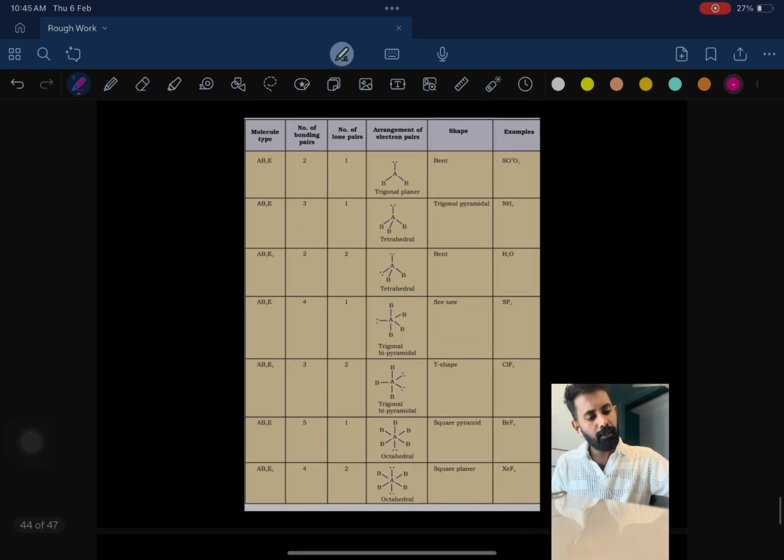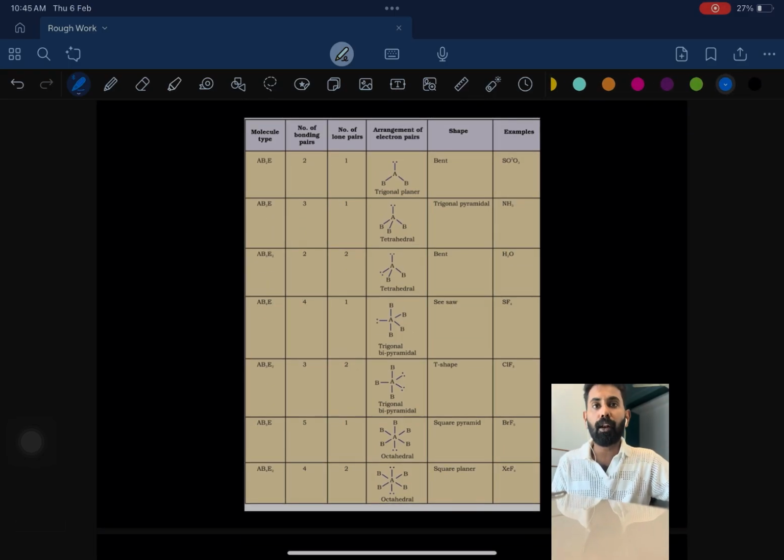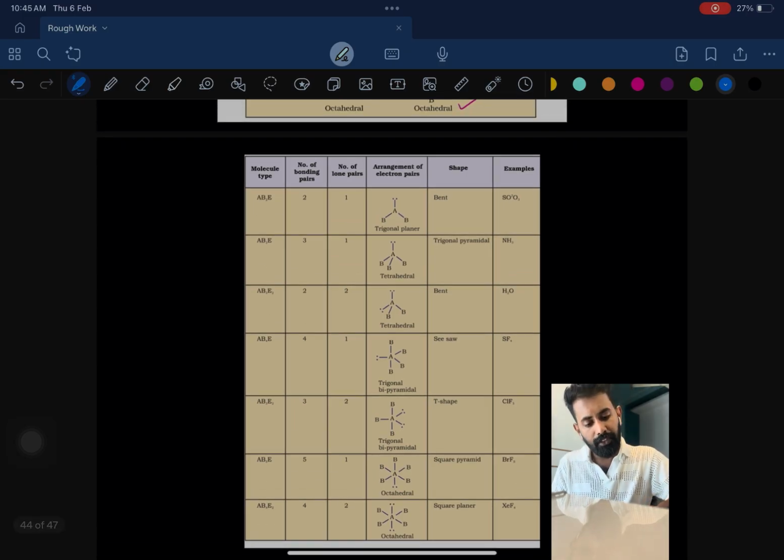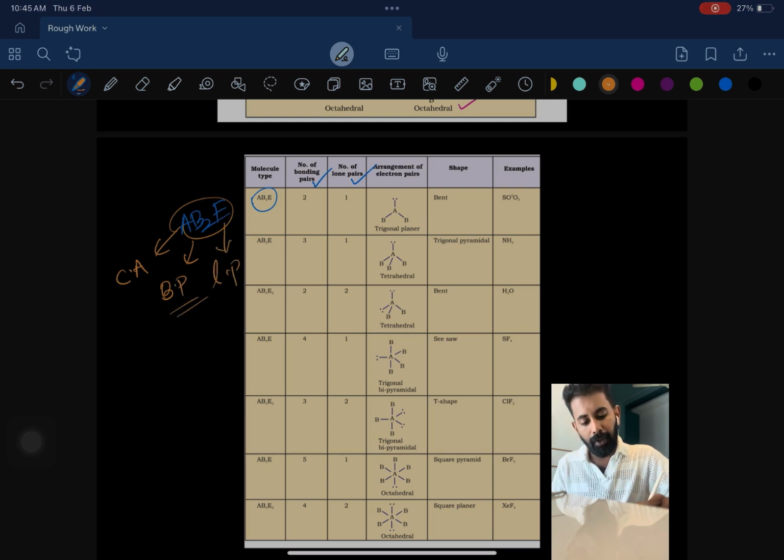Now let's see some examples in which both bond pairs and lone pairs are present. In that case, this is the number of bonding electron pairs and the number of lone pairs. Here we can see an AB2E type, where in NCERT A means the central atom, B means bond pairs, and E means lone pairs. So AB2E means 2 bond pairs and 1 lone pair, and so on. If there are two bond pairs and one lone pair, the structure will be bent shape. If there are 3 and 1, that will be trigonal pyramidal. 2 and 2, bent shape.